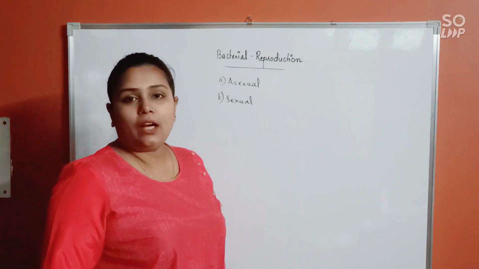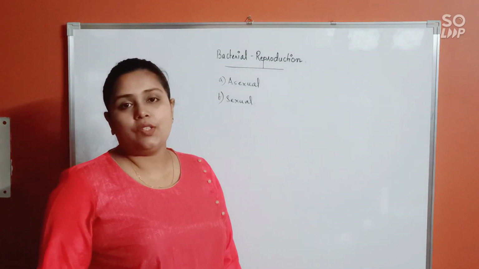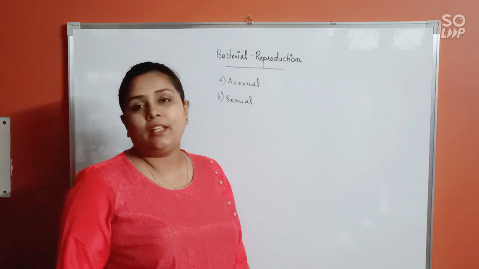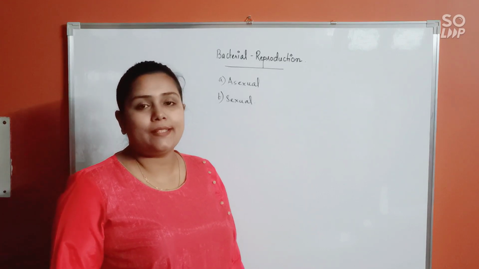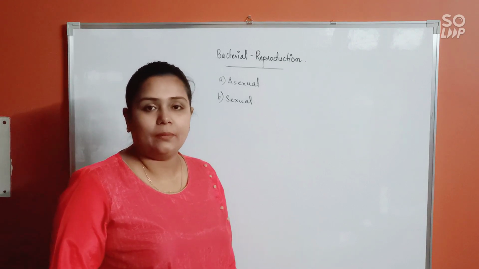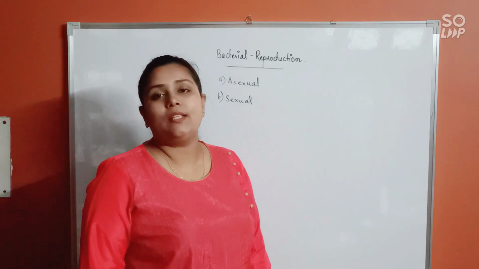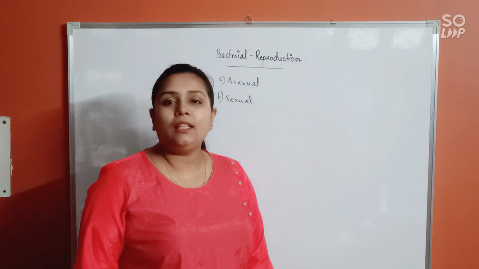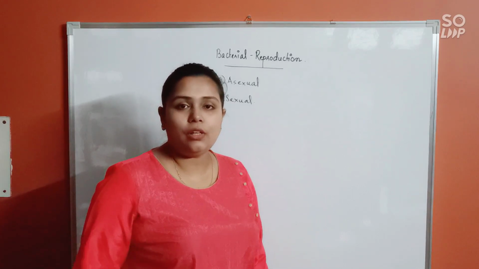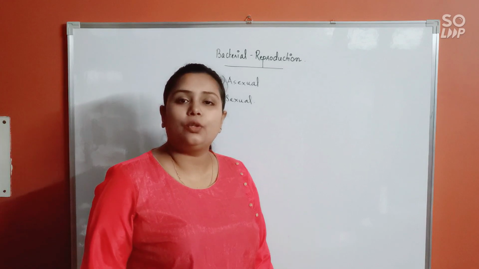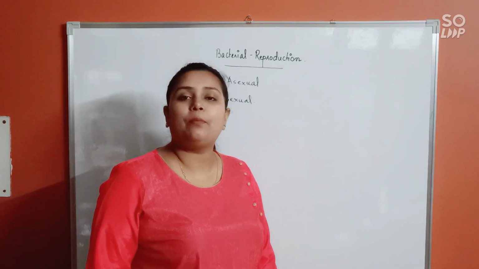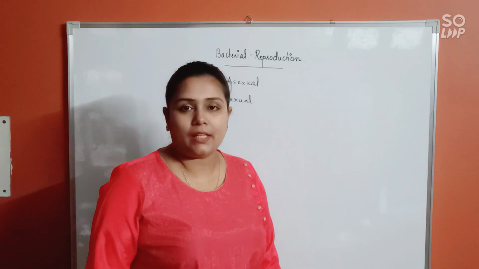Now, asexual reproduction is a process in which there will be no genetic recombination involved and the daughter cells produced will be exact clones of the parental cell. So in bacteria as well, the asexual mode of reproduction occurs mostly, and during favorable conditions, most bacteria undergo binary fission. Alright, that's the most common type of reproduction observed in bacteria.